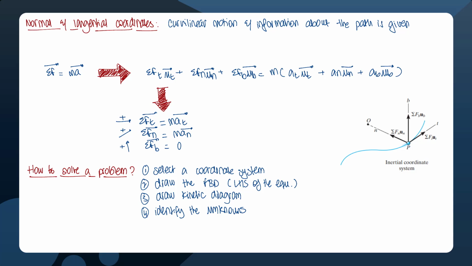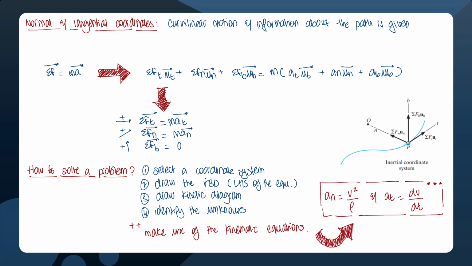As I have said before, sometimes you might need to make use of the kinematic equations, but in the case of the normal and tangential coordinates, most of the time you will actually make use of the kinematic equations, and that's because we have standard equations for the acceleration in the normal axis and acceleration in the tangential axis. The equations, if you remember, are an equals v squared over rho, and at is equal to dv over dt. These two equations are very useful since they help us get rid of two unknowns in the three equations of motion we have here.